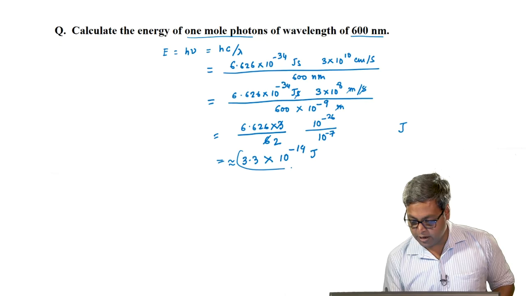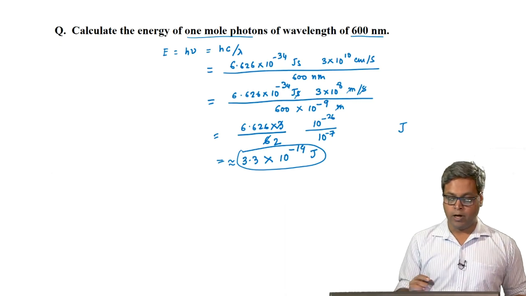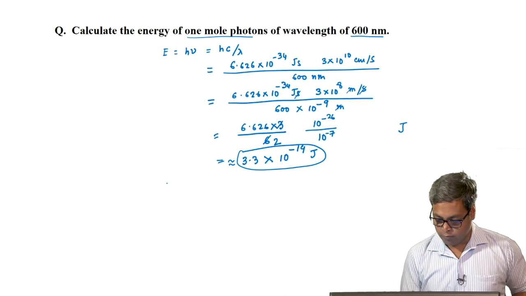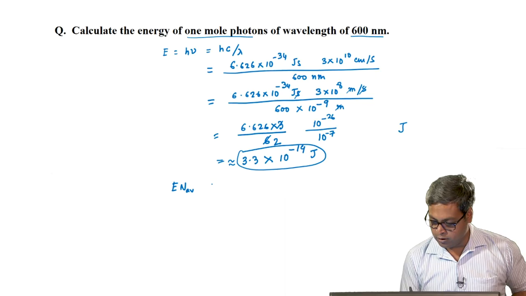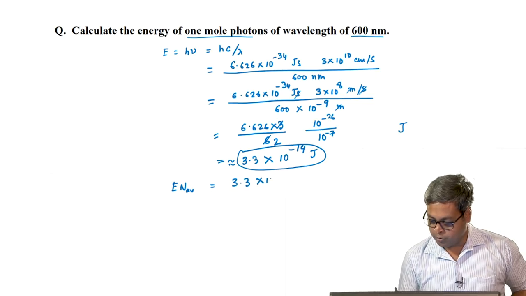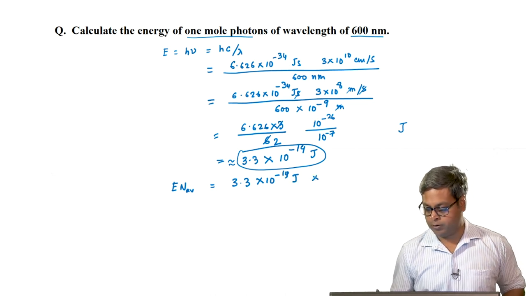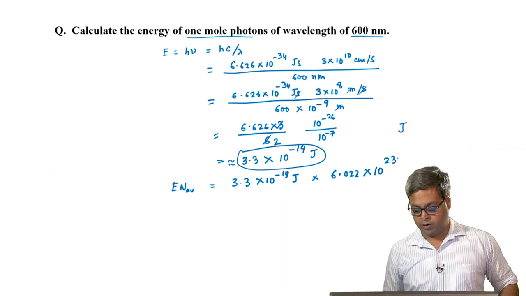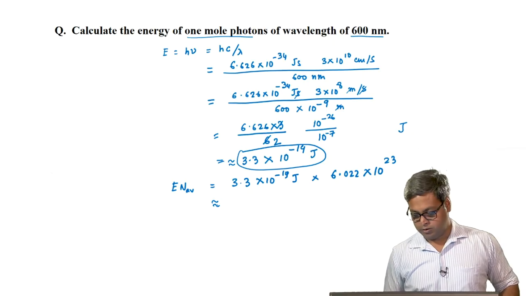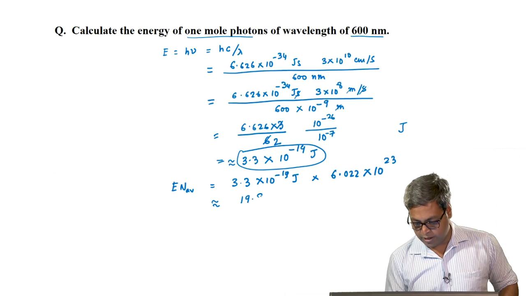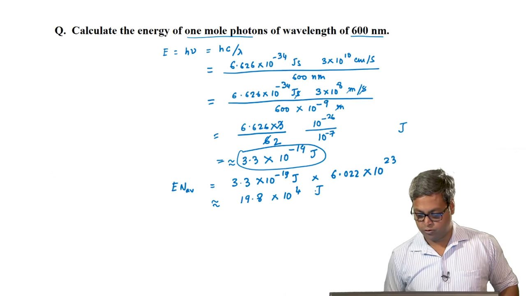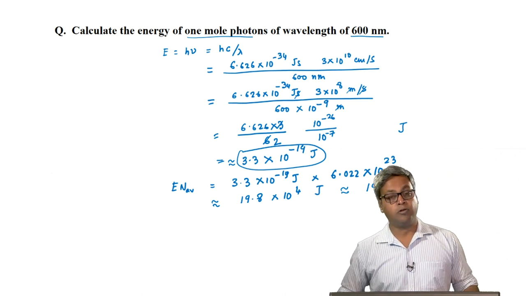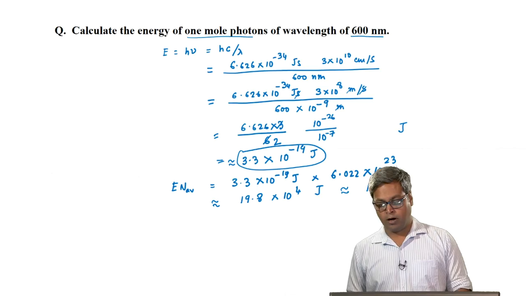But this energy that we get is the energy of one photon. Now, we have been asked to calculate the energy of 1 mole of photons. So, we have to multiply our answer with the Avogadro number, or for 1 mole of photons, the energy is E times N Avogadro, that is 3.3 times 10 to the power minus 19 joule for 1 photon, multiplied with the Avogadro number, 6.022 times 10 to the power 23. If we actually do this multiplication, we will end up with something around 19.8 times 10 to the power 4 joules, which we can write as 198 kilojoules. So, the energy of 1 mole of photons of wavelength 600 nanometer is around 198 kilojoules.